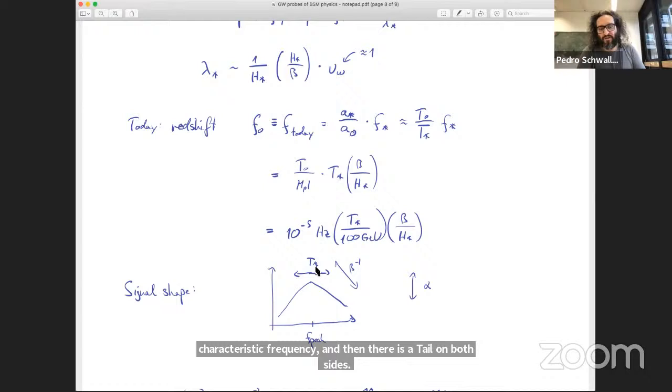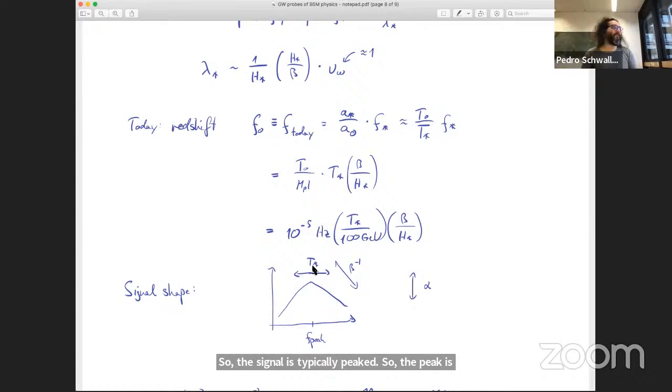So by changing the temperature of the phase transition, for example by going away from the standard model, looking at phase transitions at higher scales or at lower scales, you can move around the peak frequency. And then changing alpha will increase or decrease the amplitude. You can imagine if you gain more energy from the phase transition, you will have a bigger signal. If you gain less energy, you have a smaller signal. And then it has some non-trivial scaling with this time scale of the phase transition, beta, which moves the signal in kind of a diagonal direction.